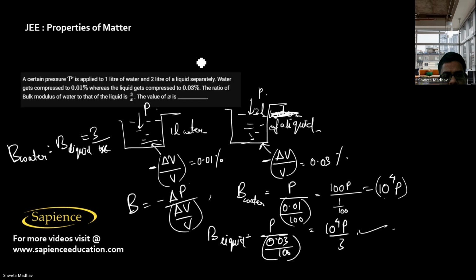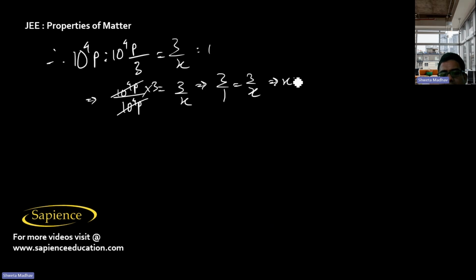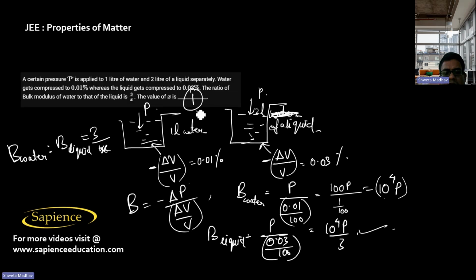Therefore, I can say this to be 10 power 4 P by 10 power 4 P by 3. So 3 will go up, that is equal to 3 by x. So these two will cancel. So 3 by 1 is equal to 3 by x. So x is equal to 1. So therefore, the required value of x is 1. 1 is the answer.